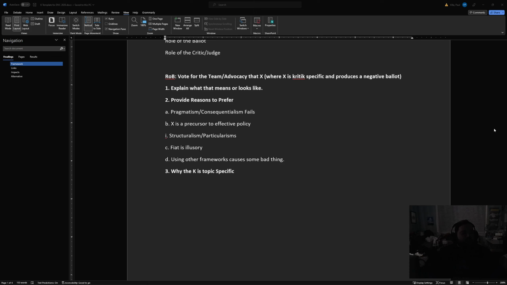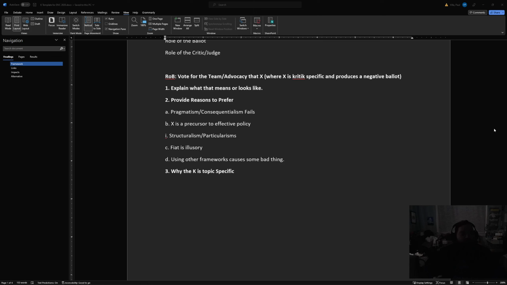And then a little subpoint there is this idea of structuralism / particularism. So if your K is being approached from a structuralist perspective, then you want to say prioritize structuralism, and particularisms are bad. And on the other hand, if you are in favor of particularisms, then you want to say structuralism is bad, right?